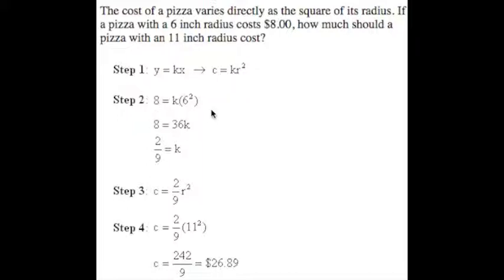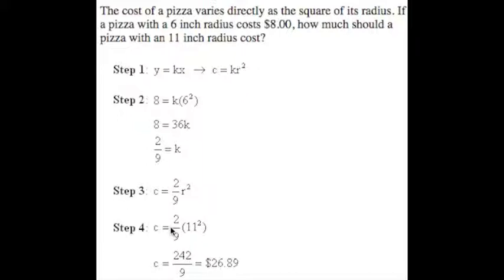So we're going to plug everything in and solve for k. If a pizza with a 6-inch radius costs $8, how much should a pizza with an 11-inch radius cost? Okay, so we plug everything in. 6 squared, 36, basic algebra, solve for k. K is 2/9. So then we're going to plug that into our formula that'll find us our cost. We know cost equals 2/9 times the radius squared.